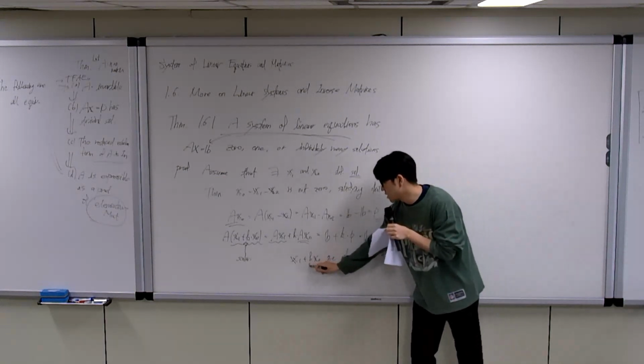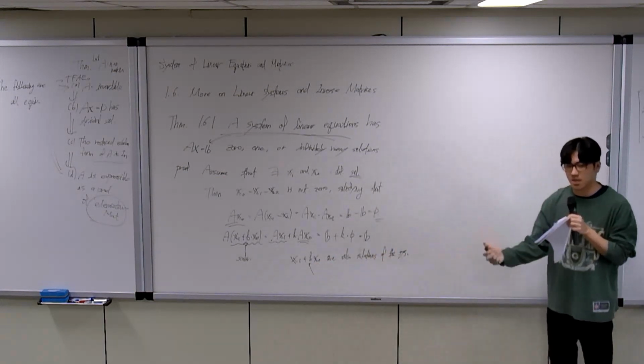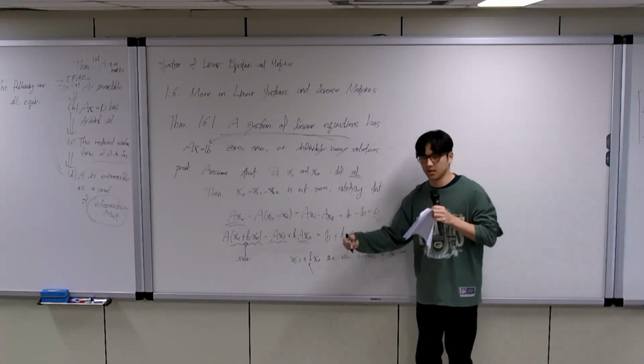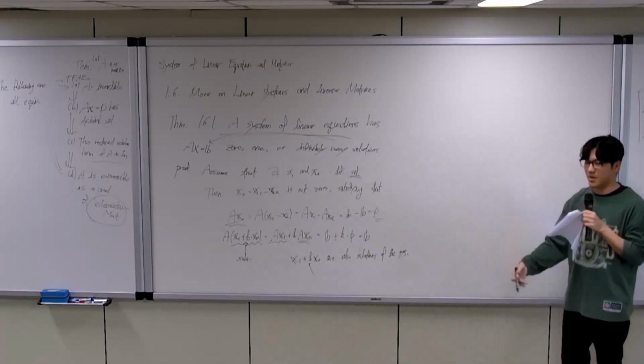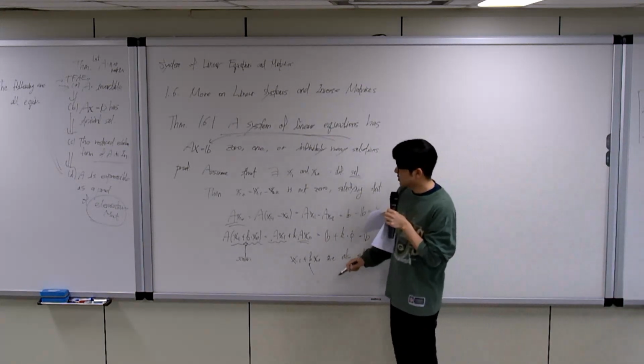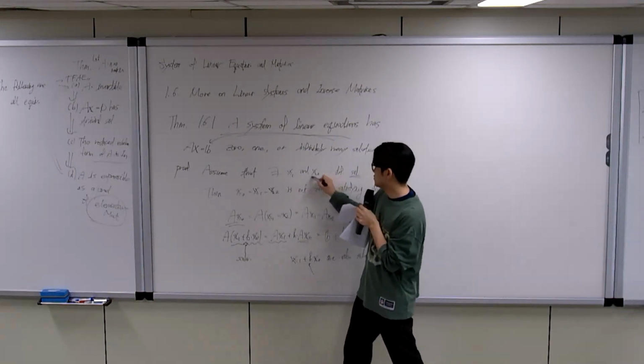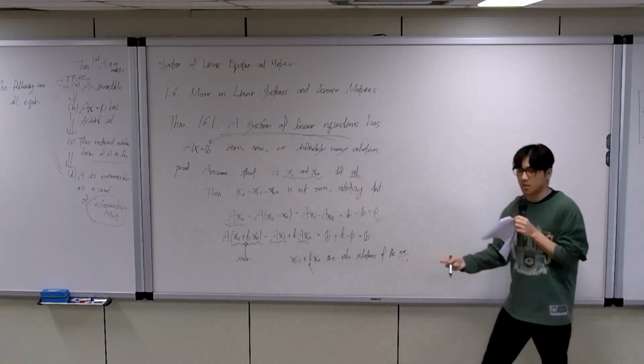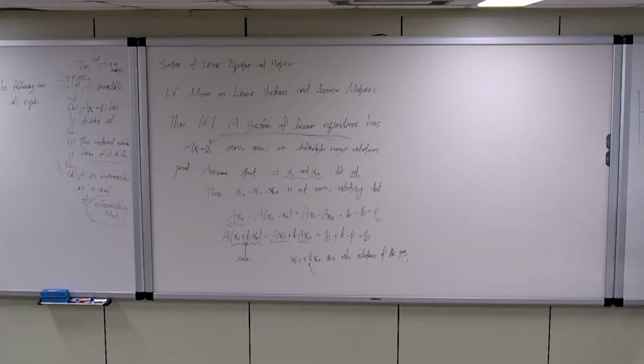And by choosing another scalar k, we can get infinitely many solutions. So if we have two different solutions, then we have infinitely many solutions.